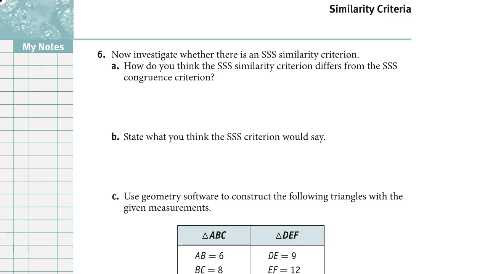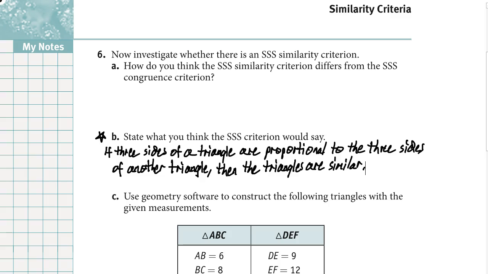There was an SSS congruence criterion in an earlier chapter. Is there an SSS similarity criterion? And if so, what do you think it would say? So I'm going to pause the video for you to write out what you think the SSS similarity criterion would say. Maybe you wrote something like this. If 3 sides of a triangle are proportional to the 3 sides of another triangle, then the triangles are similar.